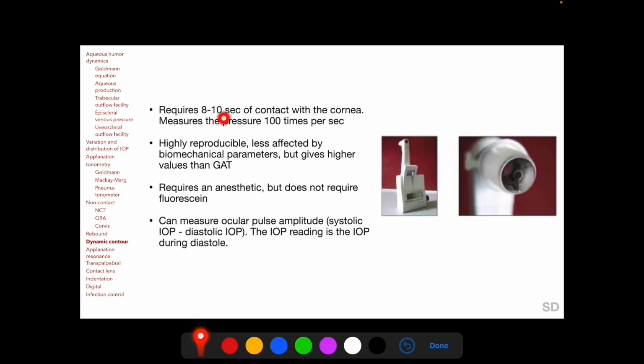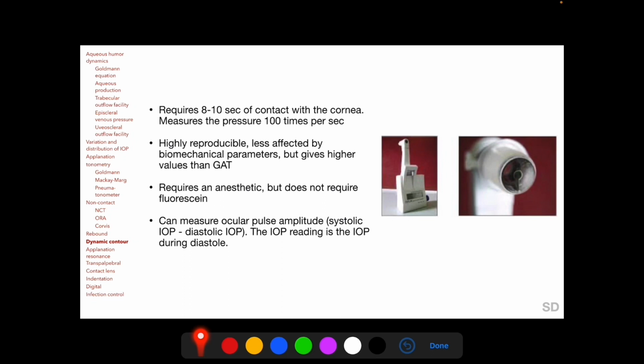DCT requires 8 to 10 seconds of contact with the cornea, so a cooperative patient is a prerequisite for DCT, and the device measures the pressure 100 times per second during this contact. DCT has been found to give highly reproducible IOP measurements, and the IOP measurements by the DCT are said to be less affected by biomechanical parameters. But the IOP recorded by DCT has been found to be higher than IOP recorded by Goldmann applanation tonometers.